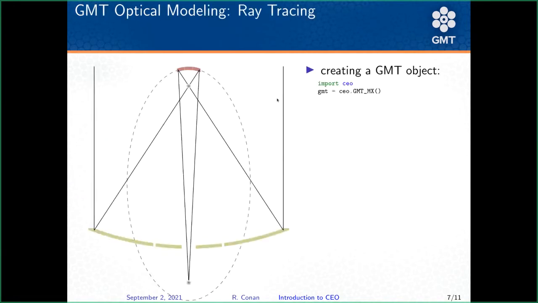Okay, well, now let's start with CEO. Let's have a bit of fun. So, starting with ray tracing through the telescope. Here you recognize the optical design of the GMT. So relatively simple, only 2 mirrors, simpler than some optical designs that I had to model recently. And so we're going to ray trace through that.